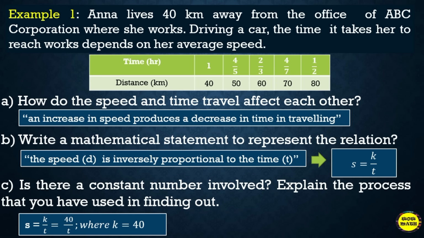So let's see why it is 40. If we multiply 1 times 40, the answer is 40. 4 over 5 times 50, the answer is 40, because we can cancel: 50 divided by 5 is 10, times 4 is 40. And then 60 divided by 3 is 20, times 2, so it is still 40. The same with 4 over 7 times 70, and 1 half times 80, it is still 40. So our constant is 40.